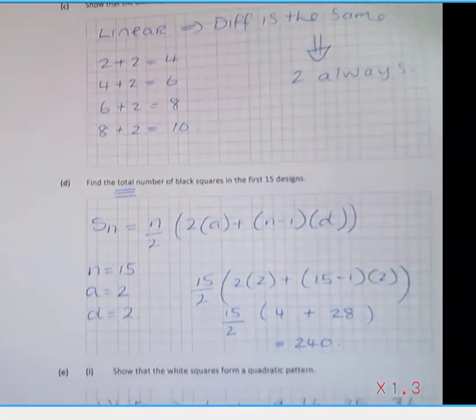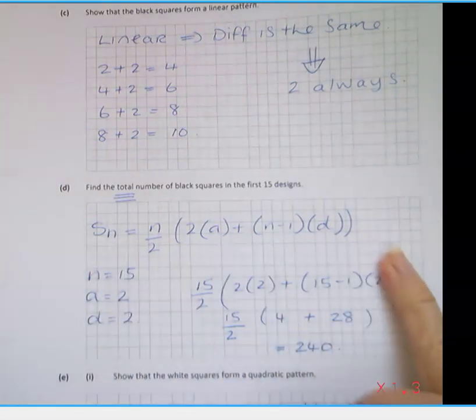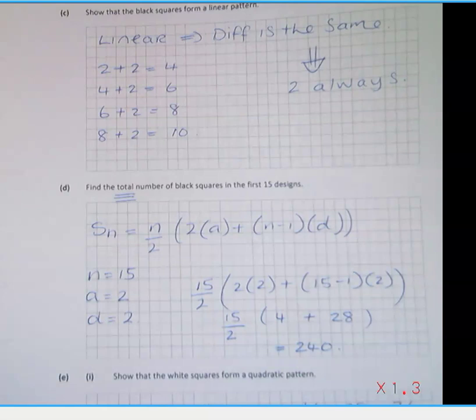Find the total number of black squares in your first 15 designs. So your total number means your sum function, so your Sn function. So you'd go to your log tables, you would find your patterns in sequence, and you would write down the Sn formula in terms of your n. Your n is 15, your a is your first term, which in this case was 2, because you're talking about black squares, and your difference is 2. Plug them all in, you get 240.